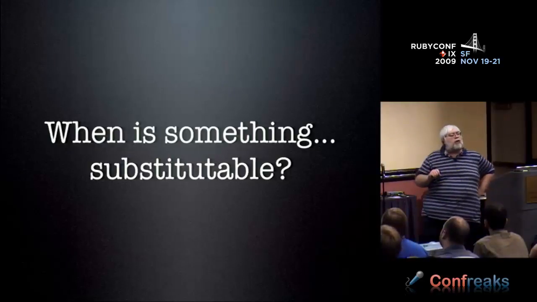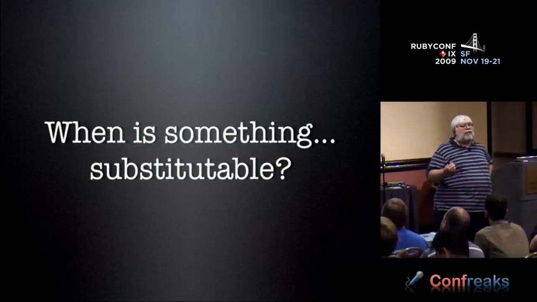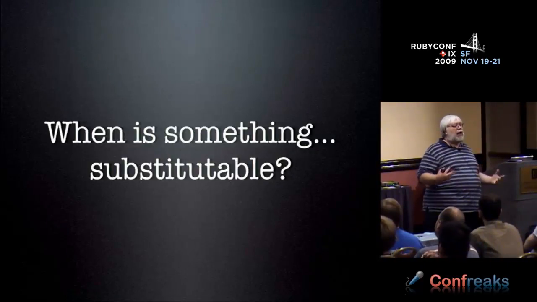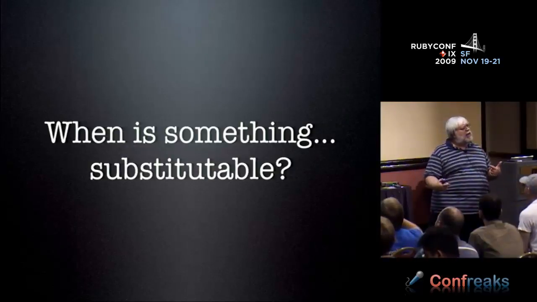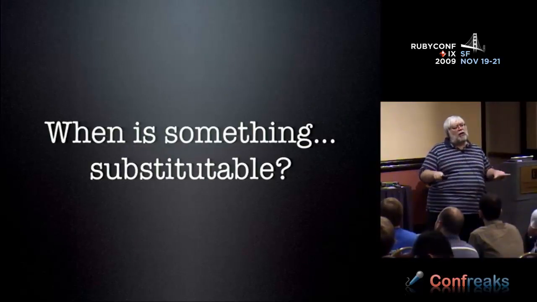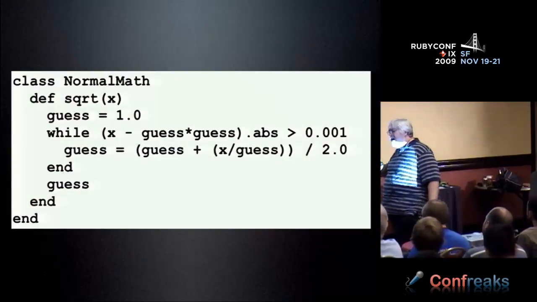This is a very important question. I think it goes to the roots of the power that object-oriented design gives to you. And so it's very important to understand substitutability in an OO design. I'm going to start with this example here.